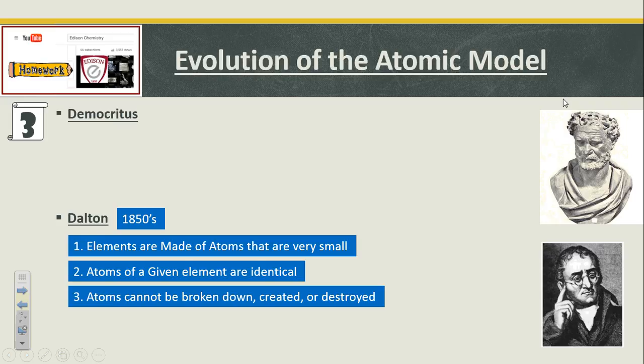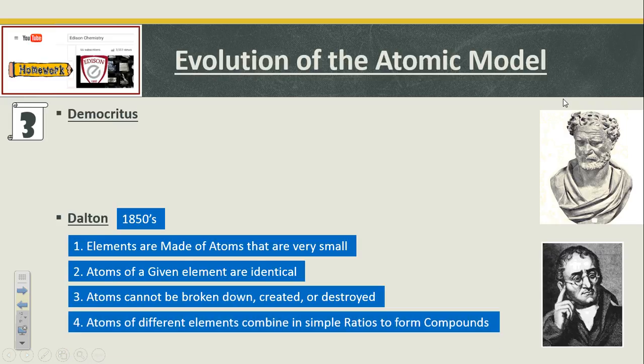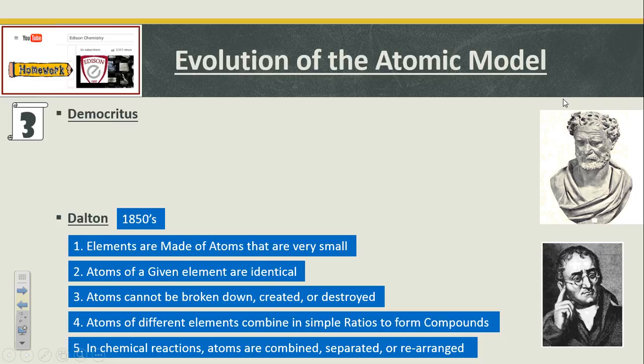So these are all the things that Democritus was thinking about 450 BC. 2,000 years later, somebody can actually prove it. That's the nature of the evolution of science. Atoms of different elements combine in simple ratios to form compounds. So atoms can be used as building blocks to make more complex things. And lastly, in chemical reactions, atoms are combined, separated, or rearranged, but they are not destroyed. They obey the law of conservation of mass.